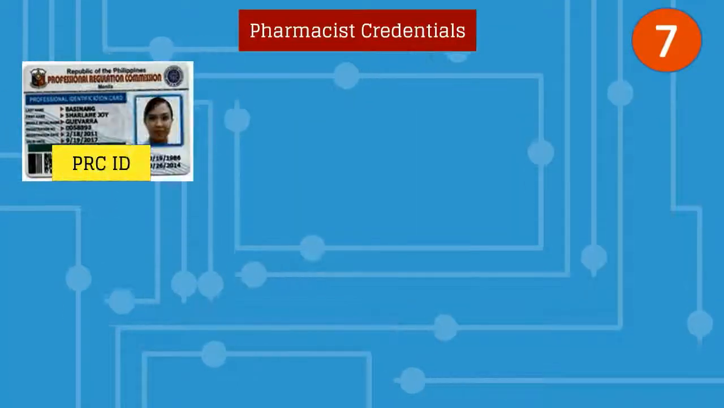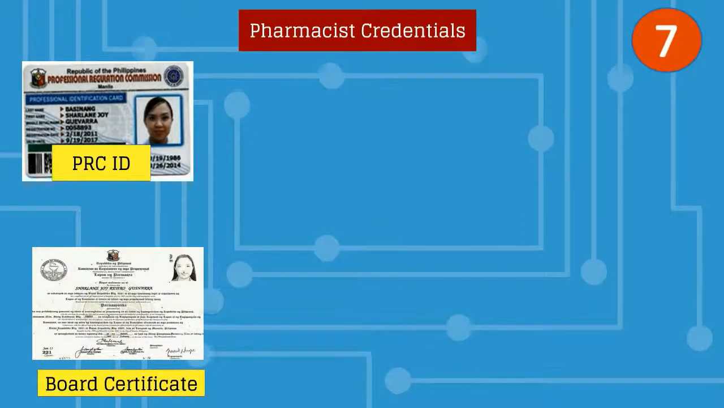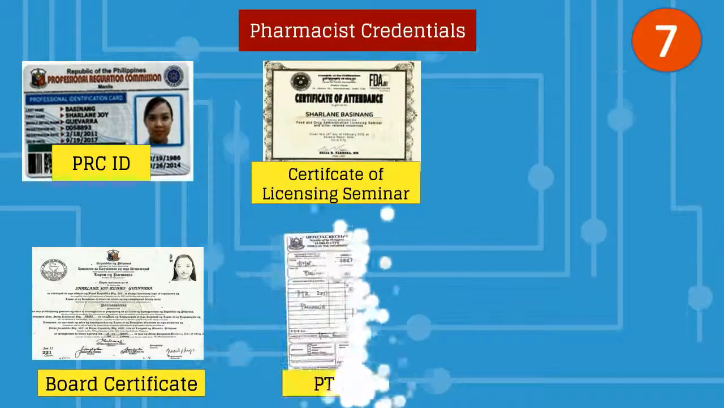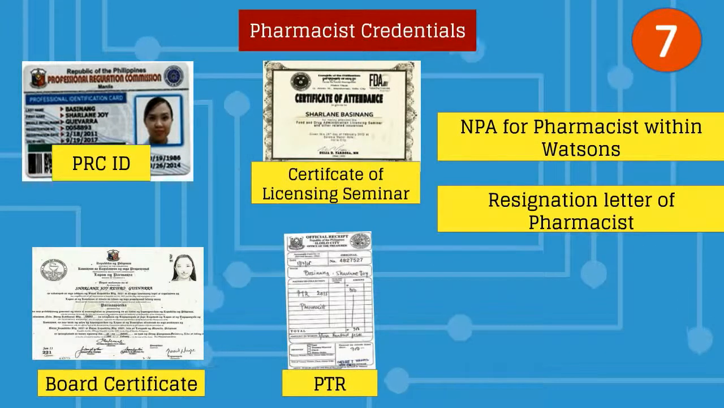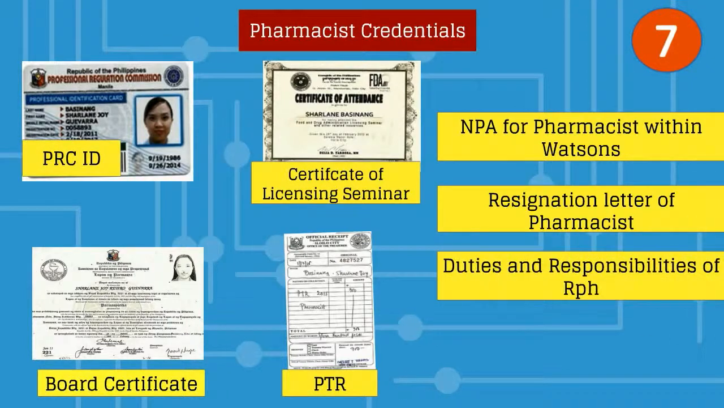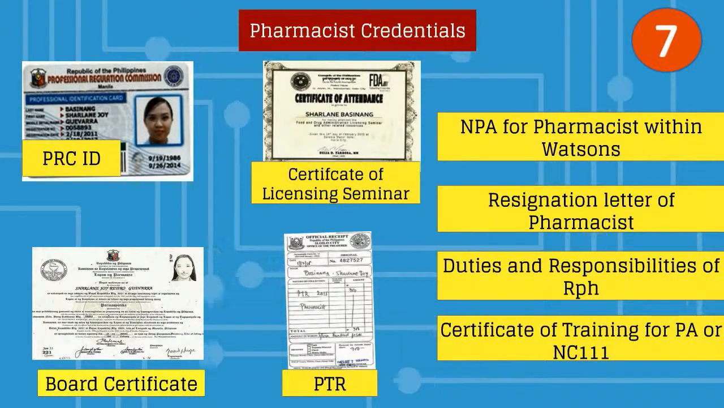Pharmacist credentials, which include a valid PRC ID, board certificate, current PTR, certificate of licensing seminar, NPA for pharmacist, resignation letter of pharmacist, duties and responsibilities of RPh, and certificate of training for PA or NC III. All of these will be filed by ORA personnel.